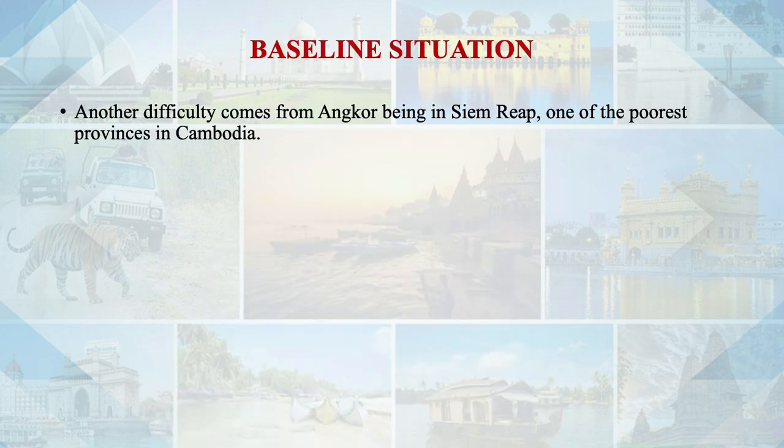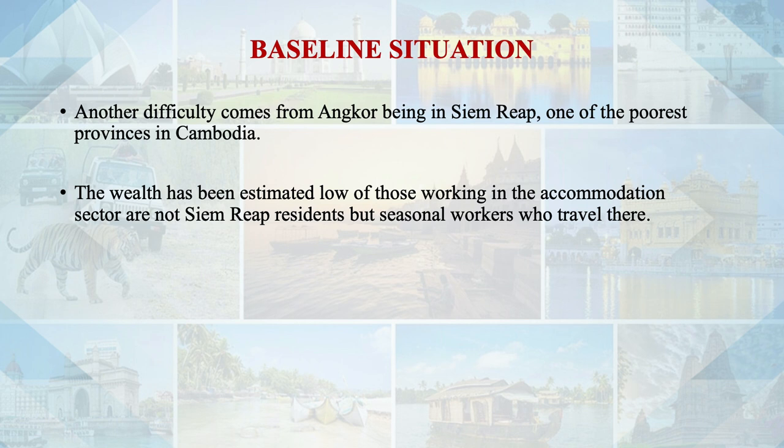Another difficulty comes from the location of Angkor being in Siem Reap, one of the poorest provinces in Cambodia. This creates a set of circumstances that makes local residents more inclined to place emphasis and importance on the basic and immediate economic potential of Angkor rather than any longer-term value and developmental potential it holds for the region. And this is the condition with all third world countries. The comparative wealth of those who visit Angkor is also a draw for those living in other regions of Cambodia. It has been estimated that almost half of those working in the accommodation sector are not Siem Reap residents but seasonal workers who travel there to cash in on tourism.